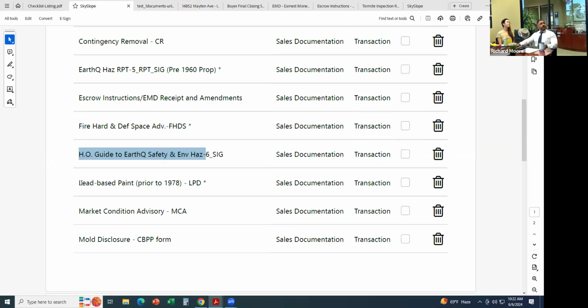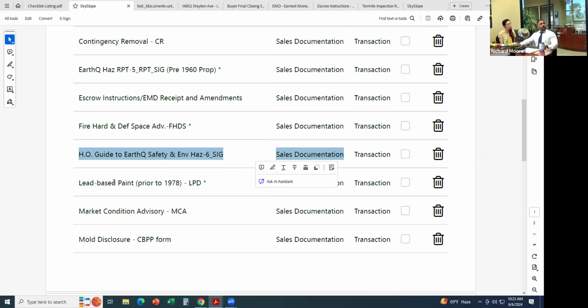The next form on the list, and again, this should be provided by the listing side. For some reason, if you don't have some of these forms towards the middle or end of the transaction, look through your checklist to see what you're missing, and then reach out to the listing agent and say, hey, can you send this to me? Or just pull it up on Zip Forms, have your buyer sign it, and send it to the agent to have their seller sign it. These are just signature pages anyway, so it's not like they have to disclose anything.